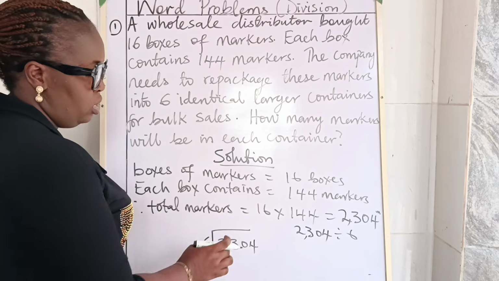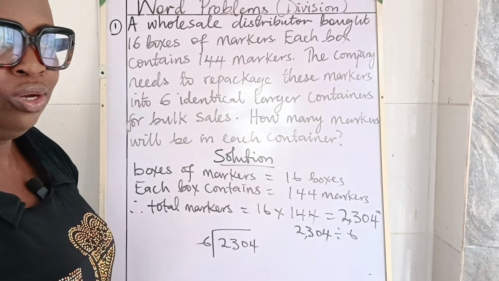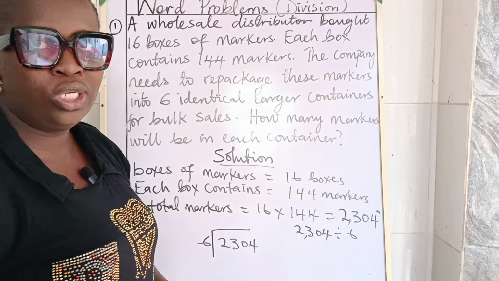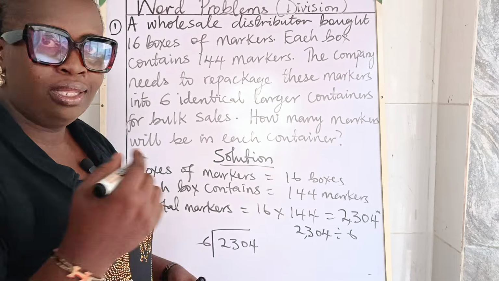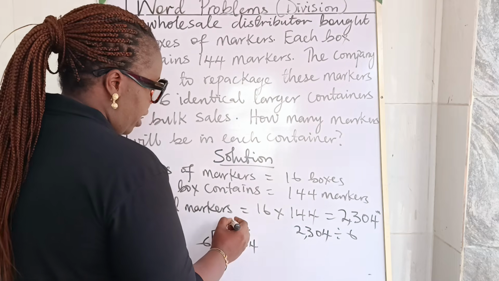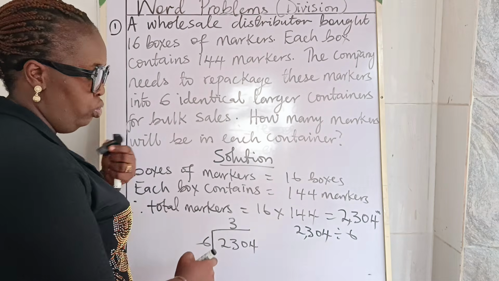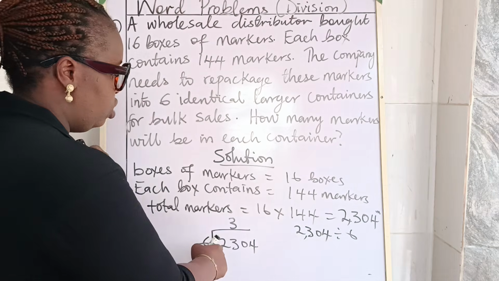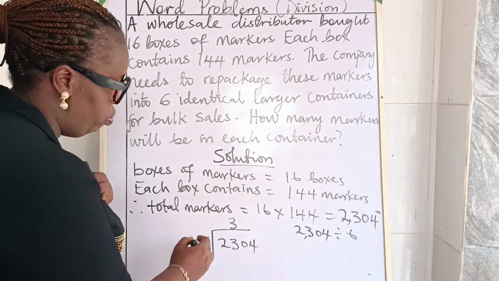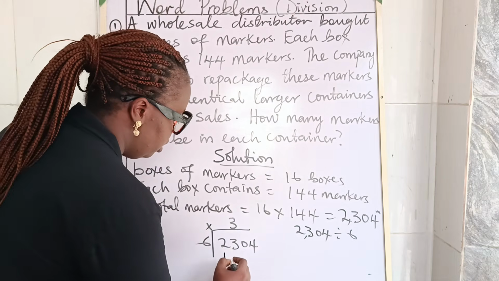6 going into 23, you ask yourself, 6 multiplied by a number will give us either 23 or a number close to 23. And what number is there? 3, because 3 times 6 is 18. So we are going to write 3 here. I didn't write the 3 above the 2. Reason is 2 was not what we use in dividing, rather we use the two numbers. So here we are going to put our multiplication sign. 3 times 6 is 18.